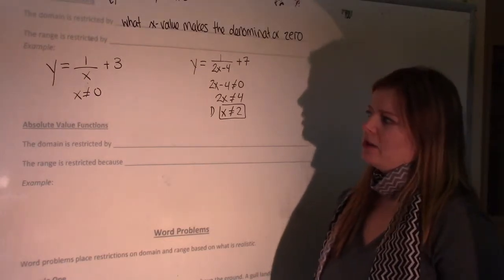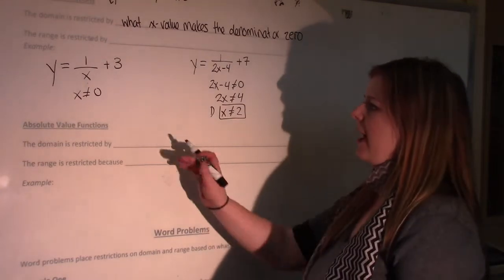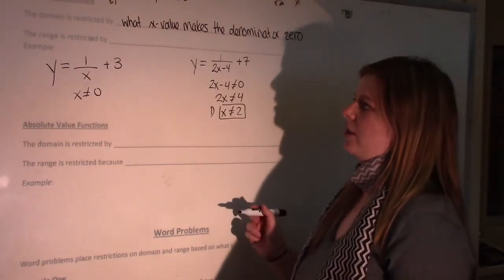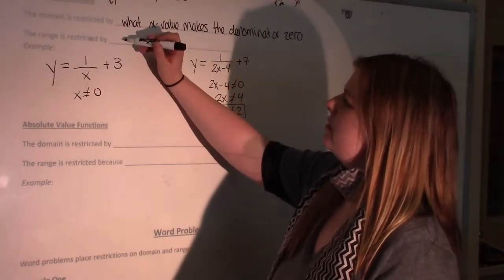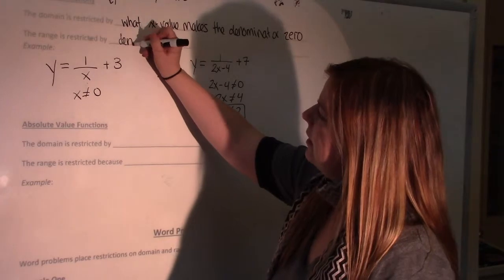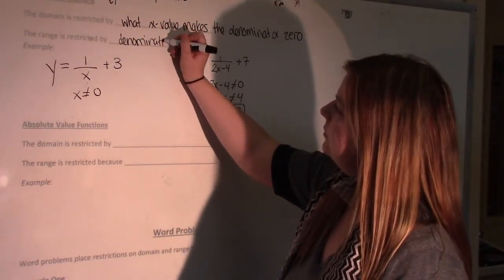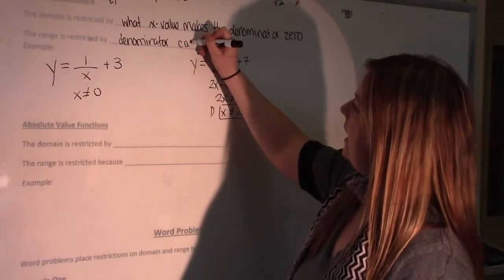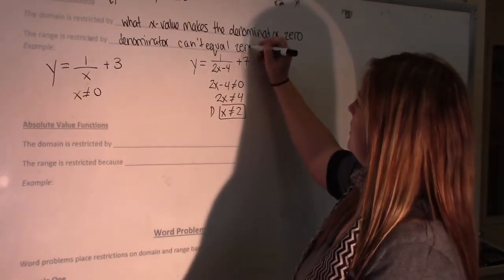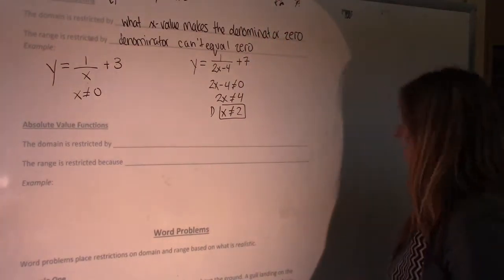But what about the range? The range is again restricted by the fact that the denominator can't be 0. So then you look at the whole function. Okay, so it's also restricted by the fact that the denominator can't equal 0. Okay, so if you look at this function, think about this.